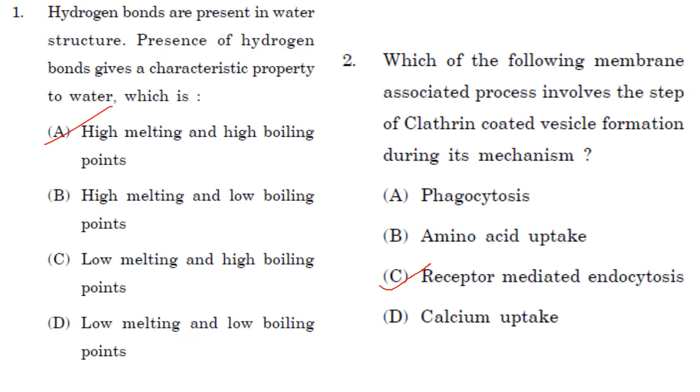First question. Hydrogen bonds are present in water structure. The presence of hydrogen bonds gives a characteristic property to water, which is high melting and high boiling points. Answer is option 1.